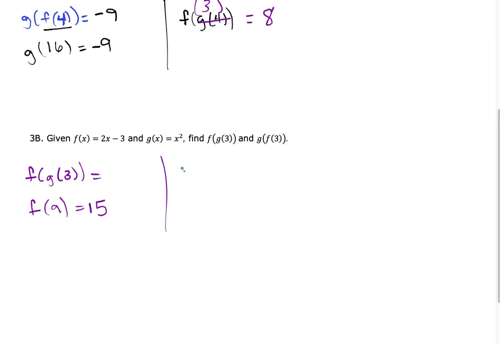Then we will find g of f of 3. So now I will put 3 in the f function first. So I have 2 times 3 minus 3, so I get 6 minus 3, so I get 3. And then I have g of 3. So I put it into my g function, and I get 9. So f of g of 3 is 15, g of f of 3 is 9.